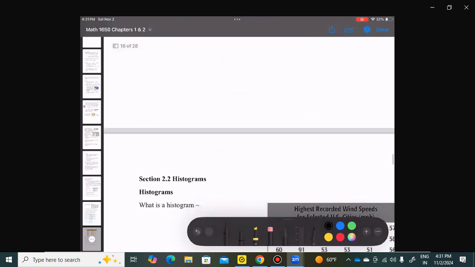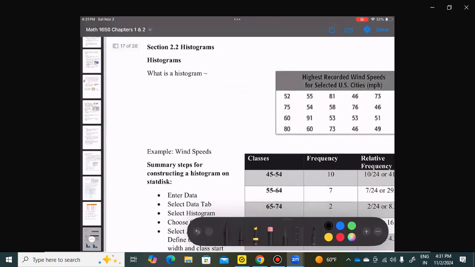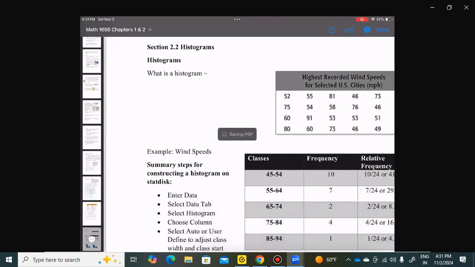Alright, that is the end of section 2.1. In 2.2, we'll start looking at histograms. I'll see you then.